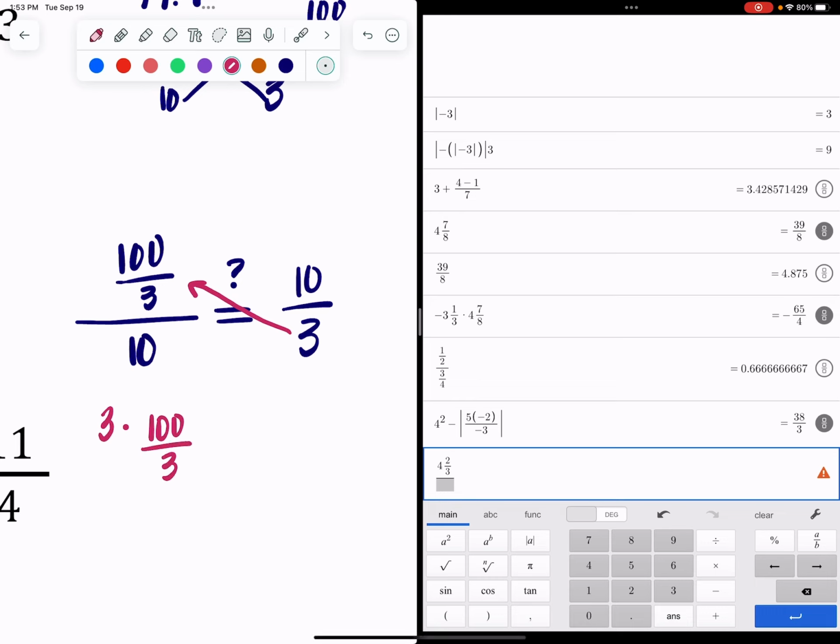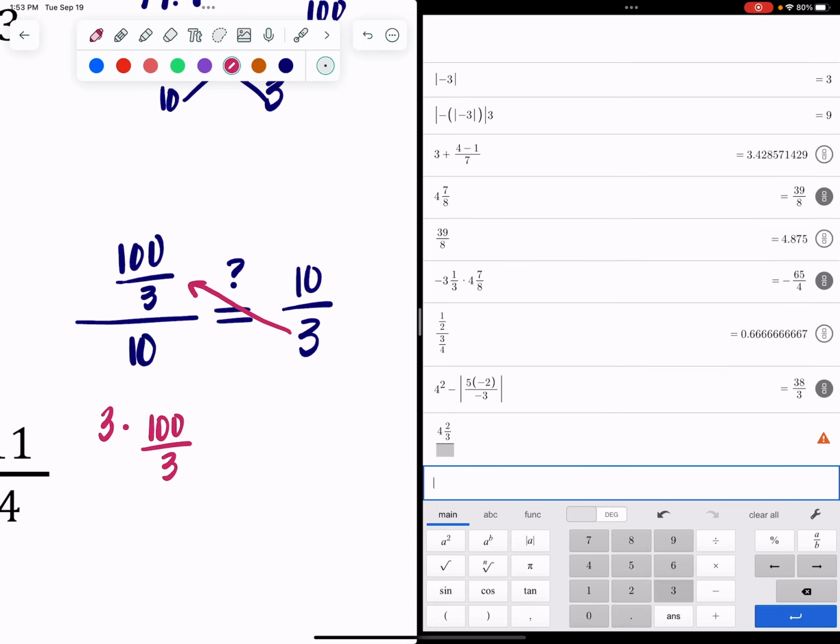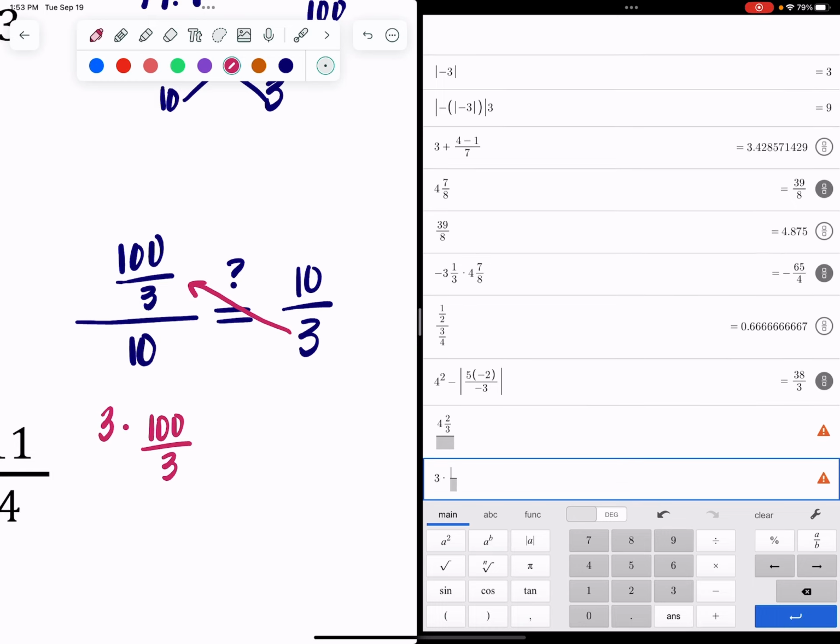Now, if multiplying fractions by hand makes you a little twitchy, that's okay. Come over here to Desmos, and we'll do 3 times. I'm going to hit my fraction button. I'm going to put 100 in the numerator and 3 in the denominator. I get a 100. Miss Graham, is that a coincidence? Like, is that always going to happen?